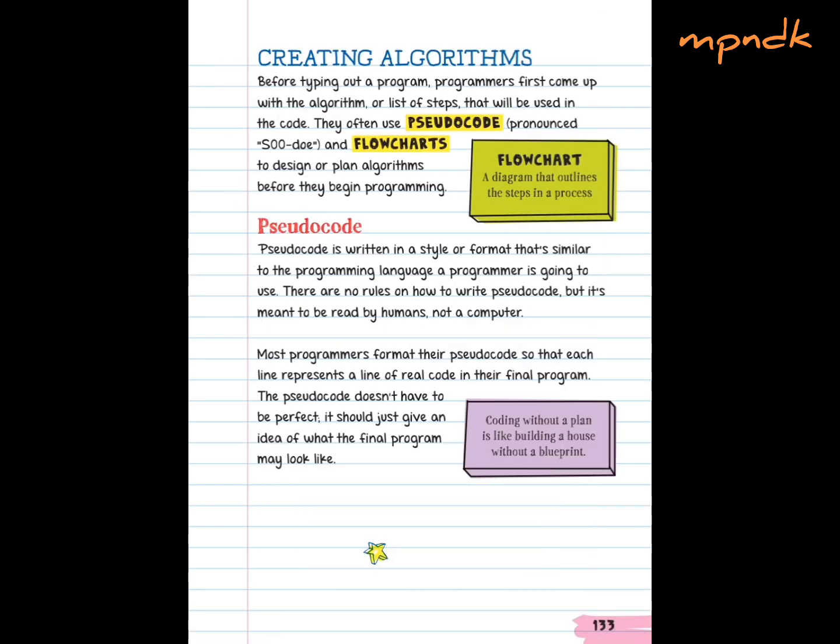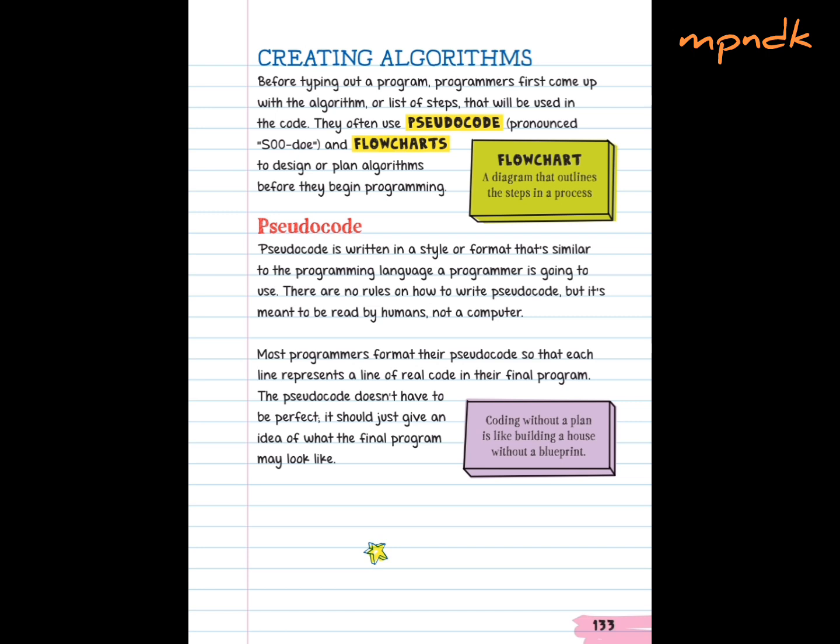Creating algorithms. Before typing out a program, programmers first come up with an algorithm, or list of steps, that will be used in the code. They often use pseudocode, pronounced pseudo, and flowcharts, which are diagrams that outline the steps in a process, to design or plan algorithms before they begin programming.